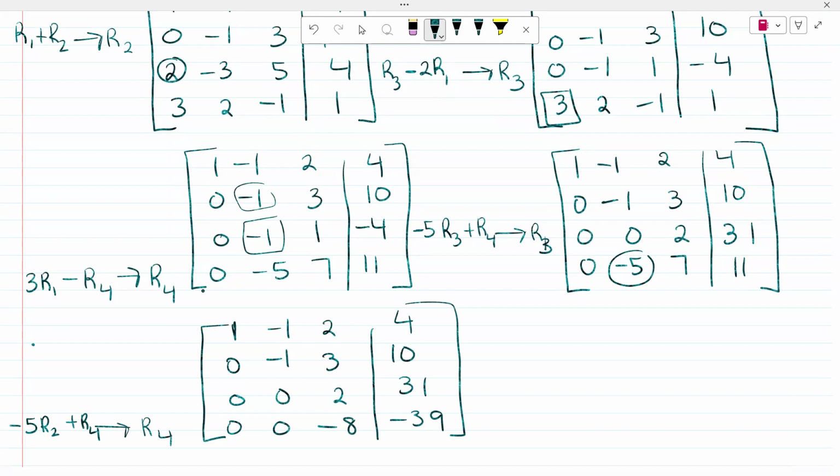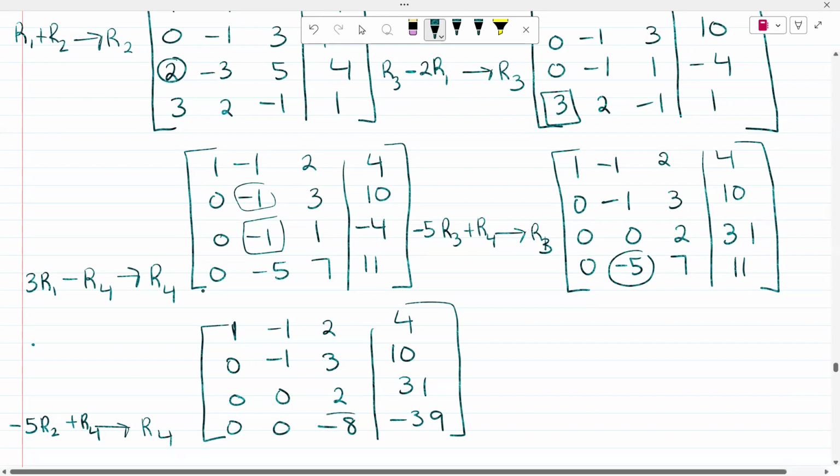Now what I do next is, remember we want this whole row to be 0, so maybe I would try to make this -8 into a 0. Can I do that? Yes, I can. I could do 4 times row 3 plus row 4, and that'll give us your new row 4. And you'll see why I did this first.